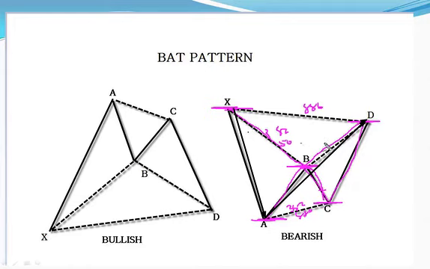Now, your B to C to D would have that same 1618 that we saw in the other pattern, the butterfly, to 2618. So B to C up to D, and then you have the XA up to D, and then you have the BC up to D. You have all this put together, which gives you your areas to watch, and that's your bat pattern.